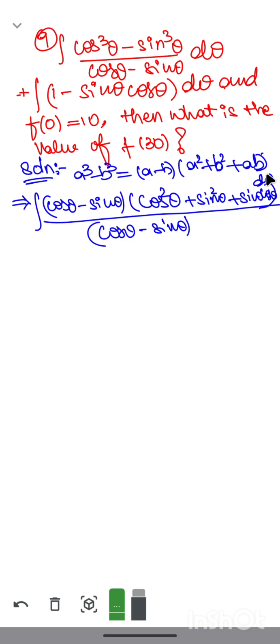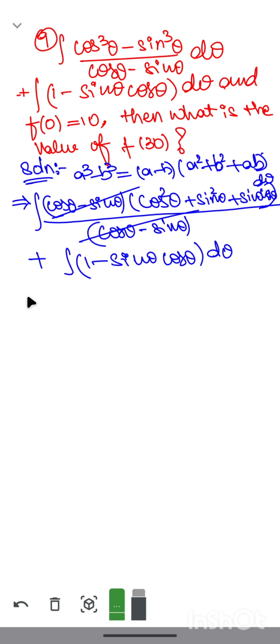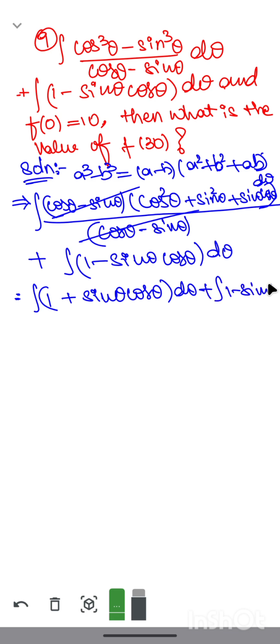This is about the first term. The second term will remain the same, that is plus the integral of 1 minus sin theta cos theta into d theta. Now in the next step, cos theta minus sin theta is in the numerator and denominator respectively, so I have cancelled one term. For the remaining terms, I am simplifying: the integral of cos square theta plus sin square theta, which is nothing but 1, and the remaining is plus sin theta cos theta, into d theta.